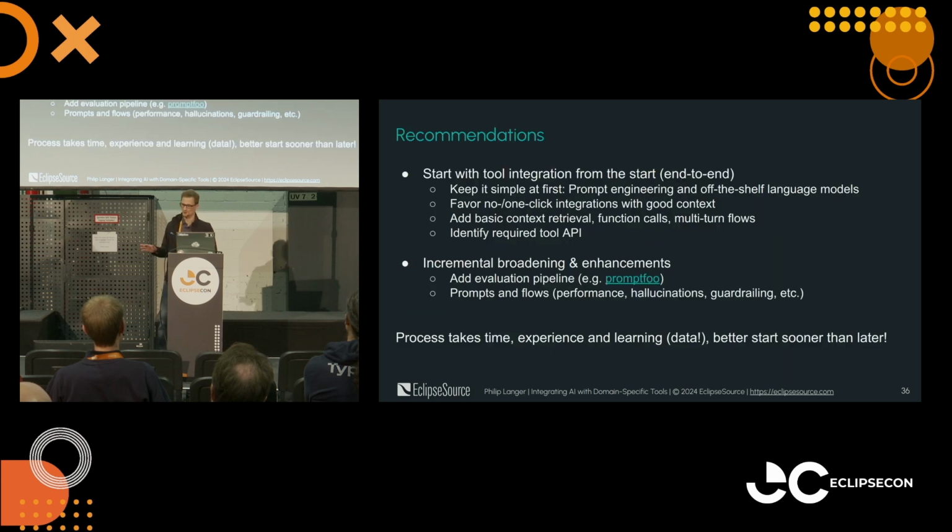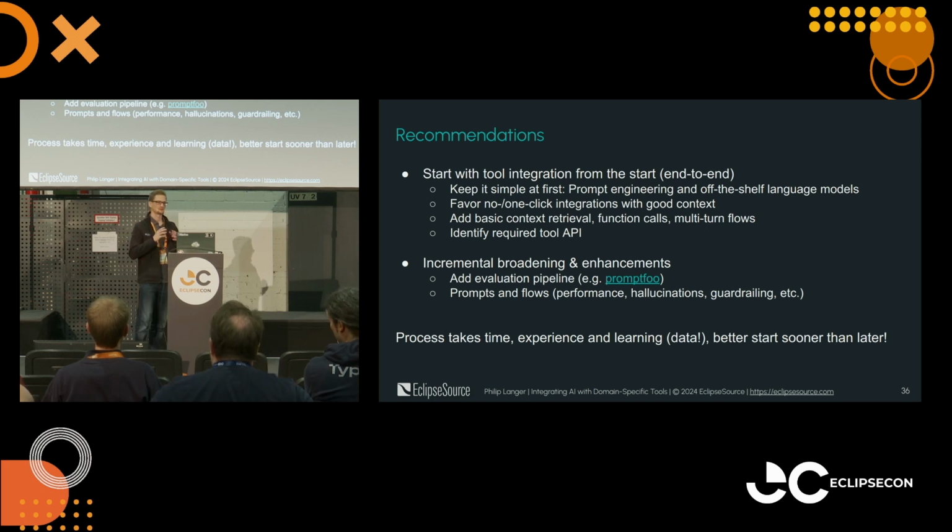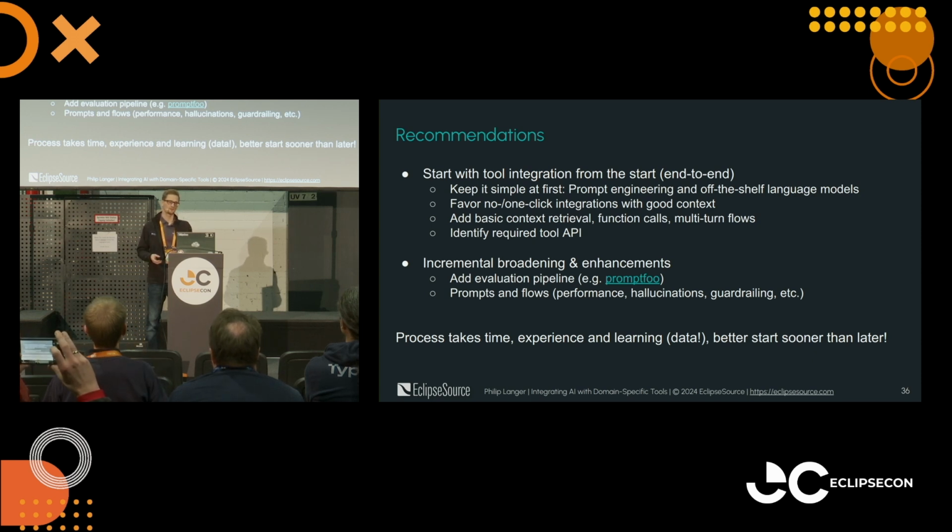I just want to close with a few recommendations before we go to questions. First of all, I would really encourage you to start with the tool integration for AI for your tool now, essentially. Start as early as possible and do it from end to end. Keep it very simple at first. Use only prompt engineering and off-the-shelf language models. Try to basically get a use case done that already works and provides value, that doesn't require fine-tuning, setting up complex RAG pipelines and all of that.